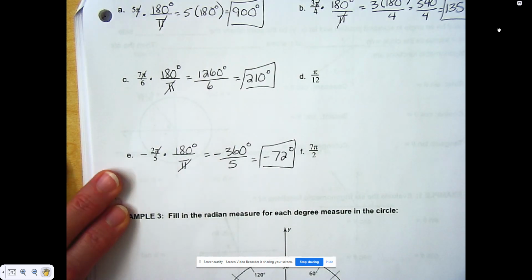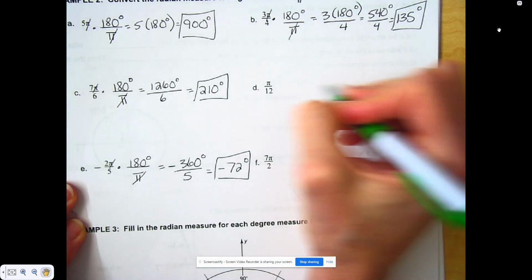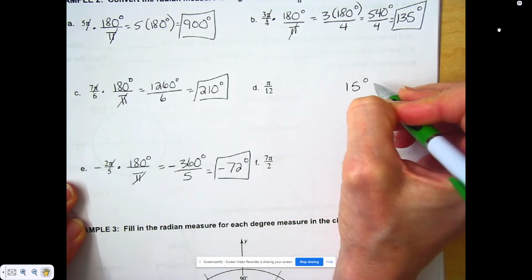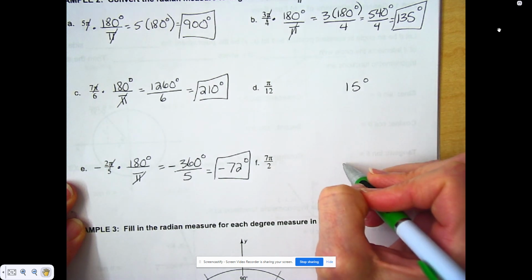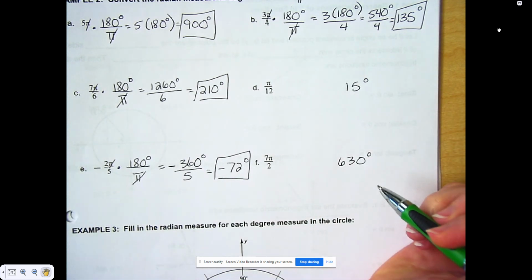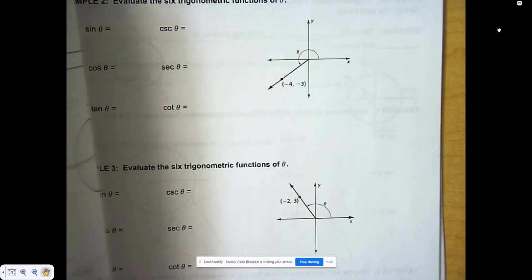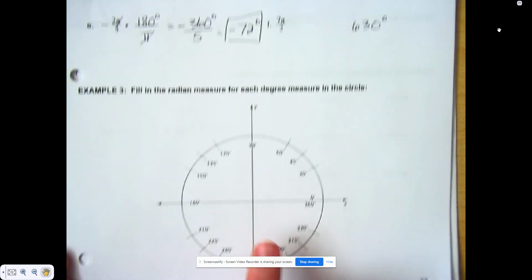Okay, I'm going to leave both these for you. So this one should be 15 degrees is what you should get for the answer to that one. And 630 degrees should be what you get for that one. I'm going to put this in the last video.